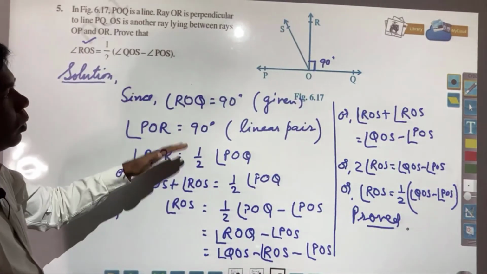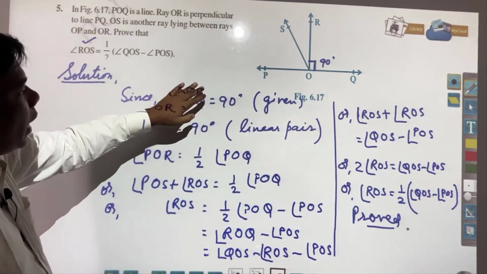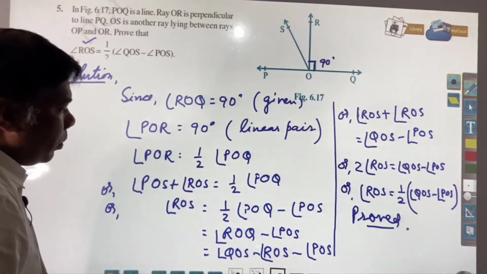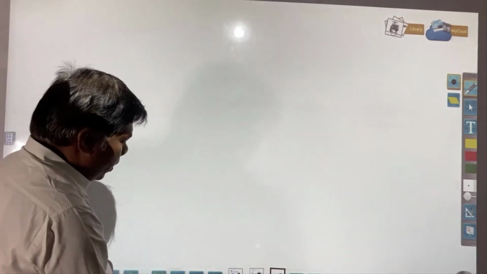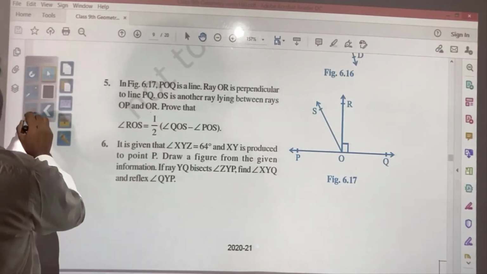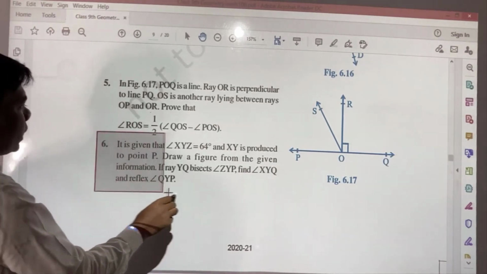So just go through it. If you don't understand, watch again and again properly. Practice is required, and with that you will be able to understand easily and solve easily. Then we have the last question. This is question number 6.